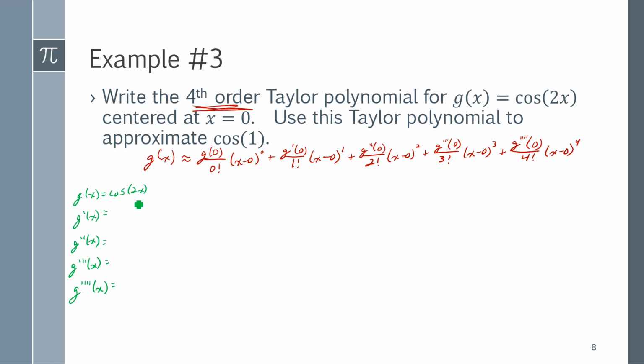So derivative of cosine of 2x is negative 2 sine of 2x. Derivative of that is negative 4 cosine of 2x. Derivative of that is positive 8 sine of 2x. And the derivative of that is 16 cosine of 2x. Then from all of these, start plugging in 0 for x.